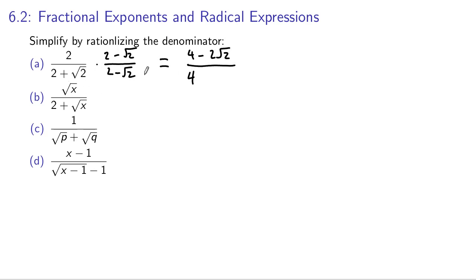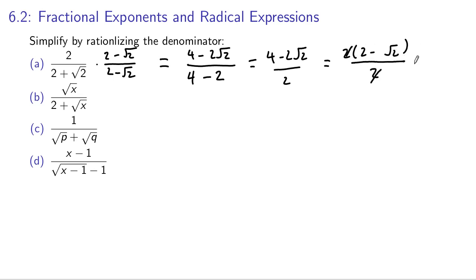Not going to bother writing that, and we'll end up with negative square root of 2 times positive square root of 2, which will be negative 2, because the square root of 2 times the square root of 2 is just 2, which gives us 4 minus 2 square root of 2 over 2. And factoring a 2 out of the numerator, I have 2 minus 1 square root of 2, which we just write as square root of 2 over 2. 2's cancel. We're left with simply 2 minus the square root of 2.